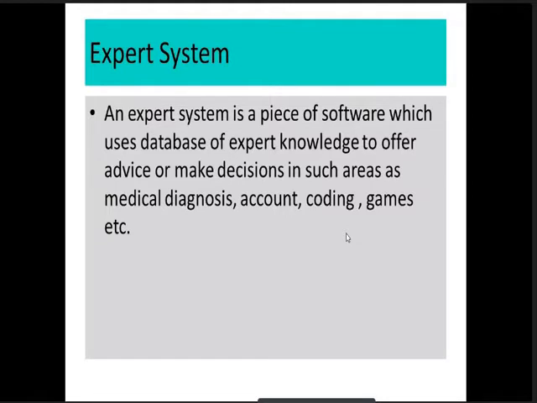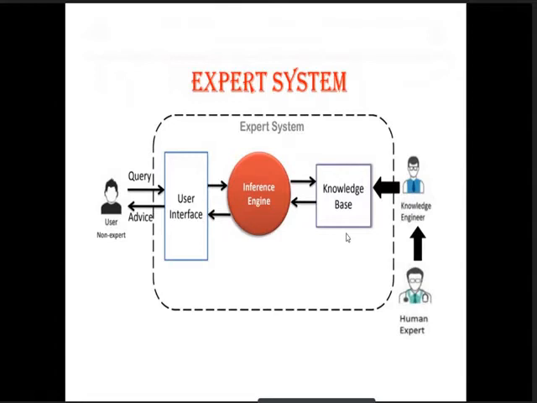An expert system is a piece of software which uses a database of expert knowledge to offer advice or make decisions in such areas as medical diagnosis, accounting, coding, games, etc. We can say an expert system is a software or a computer system that gives expert advice. It's not a human, it's a piece of code that gives us an expert's advice that this thing is right for you, this thing is not, like that. So let's understand this through one example.